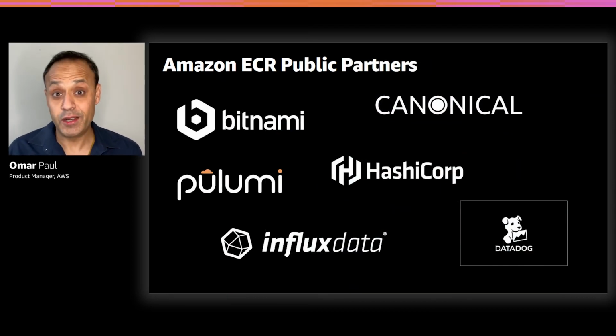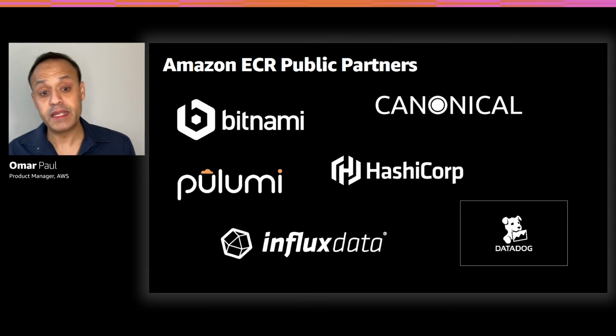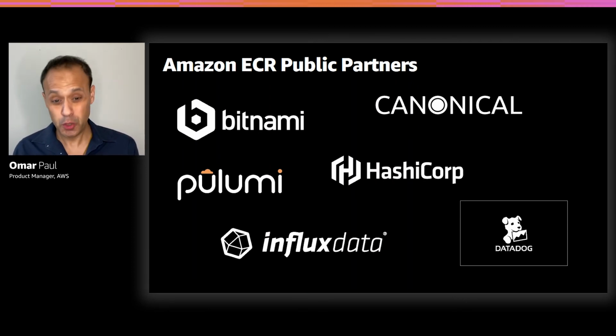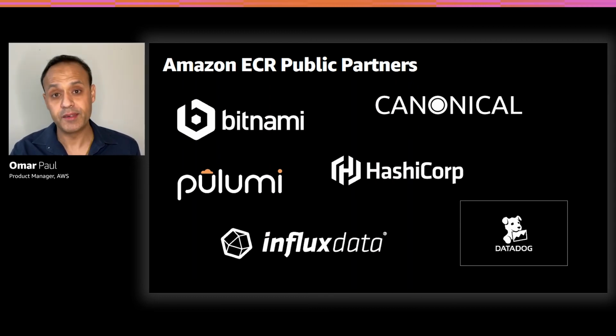Oh, I'd like to highlight some partners, right? Partners such as Bitnami, Canonical, Hashi, Pulumi, Influx Data, and Datadog are some of the partners who are working to publish container software in ECR Public. Canonical will be excited to announce the availability of their LTS product line on Amazon ECR Public as well. And we're going to work every day to get more into the gallery.